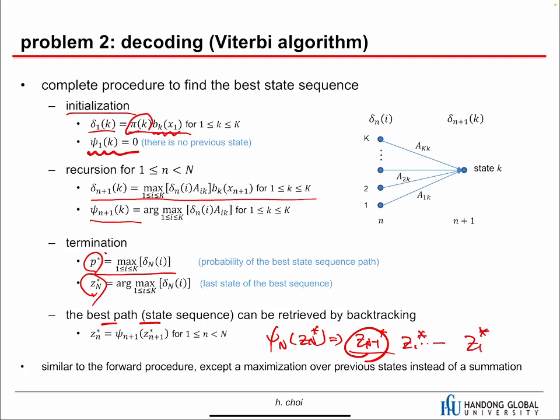So z1 star. Okay. So this is similar to the forward procedure, but in this, we have just the maximum. In the forward procedure, we have to calculate the probability, so we have to sum all the possible probabilities. But in decoding, we just find the best path. That's what decoding does.